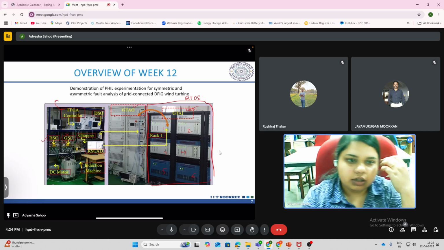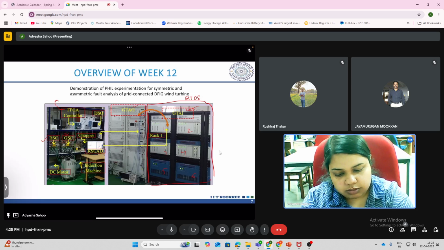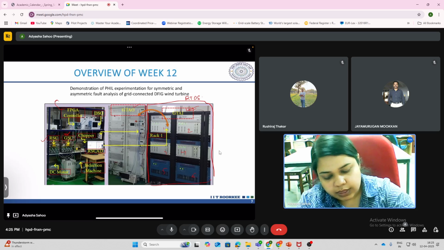So if you remember the DFIG machine, to maintain a constant stator power at the output, the rotor can either absorb or inject power, which we'll see in the next slide, and that is done using both these converters, the rotor side converter and the grid side converter.